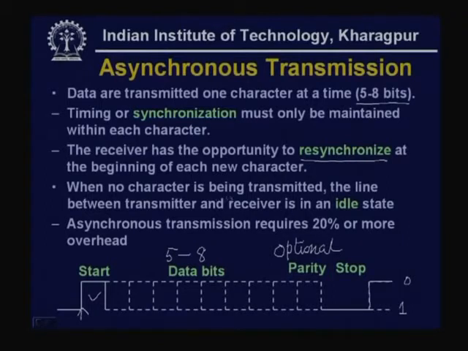So when no character is being transmitted, the line between the transmitter and receiver is in idle state. So this is the idle state, one state. A character can be sent, then the line can remain idle, then another character can be sent, which is synchronized. We have already seen that asynchronous transmission requires 20% or more overhead. So asynchronous transmission is, although very simple and somewhat self-synchronizing, not very efficient because of high overhead.